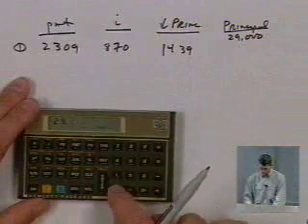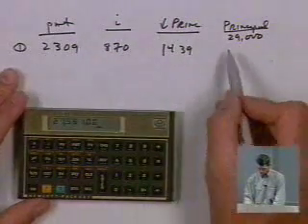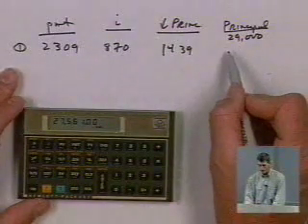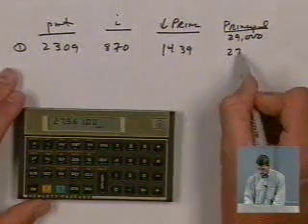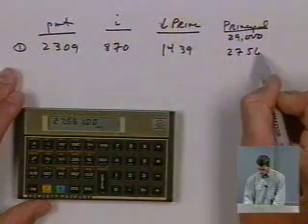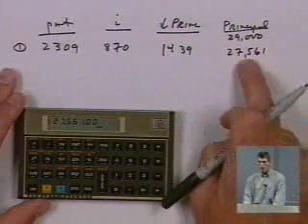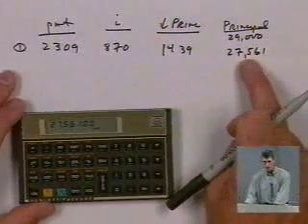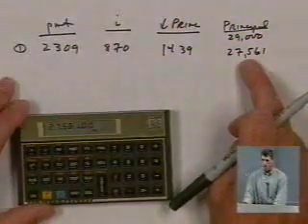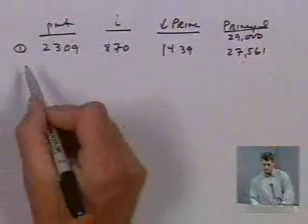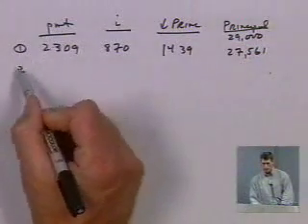Add that to the initial balance, and we get that the new ending balance at the end of the first quarter is $27,561. That's the amount we owe the bank if we were going to pay this thing off at the end of the first period. Now, at the second period, how much is the payment?